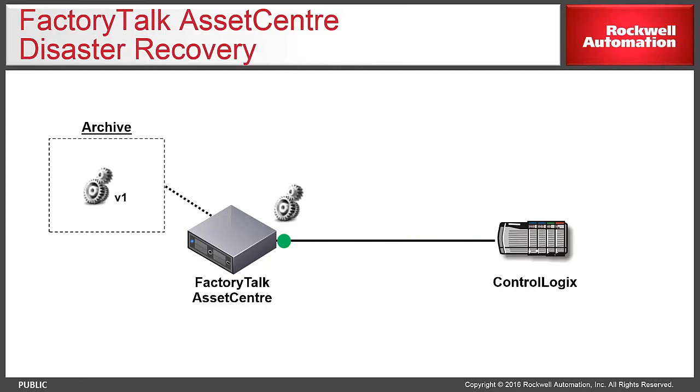to the last known good version in an archive, and create a differences report if any exist. This report is stored in the FactoryTalk AssetCentre logs and can optionally be emailed as well. Depending upon the user's preference, a configuration with differences can immediately be added to the archive, automatically incrementing the version.